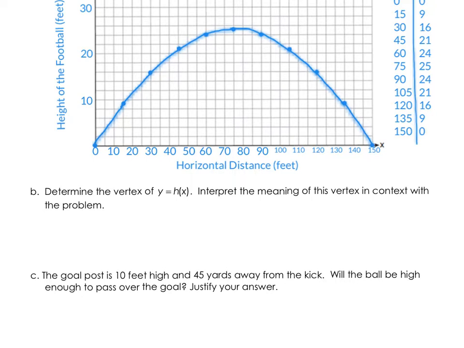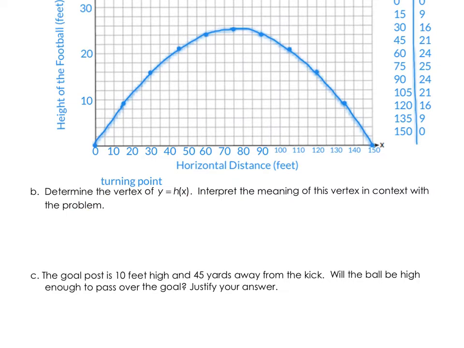The first question here says that we need to determine the vertex. So what's another word for vertex? That's turning point. So we're looking for the turning point of y equals h of x, so the function h of x. Interpret the meaning of this vertex in the context of the problem. So above vertex, I'm just going to write turning point.